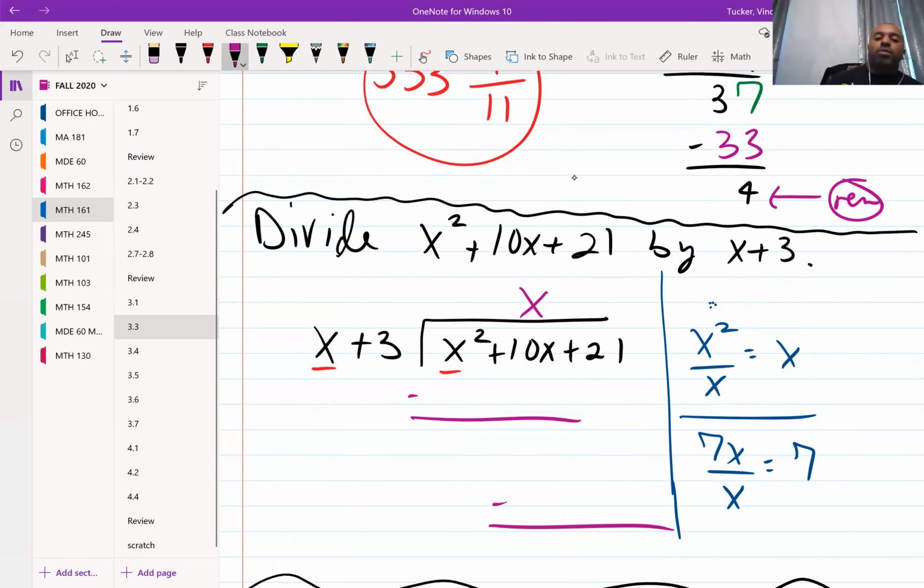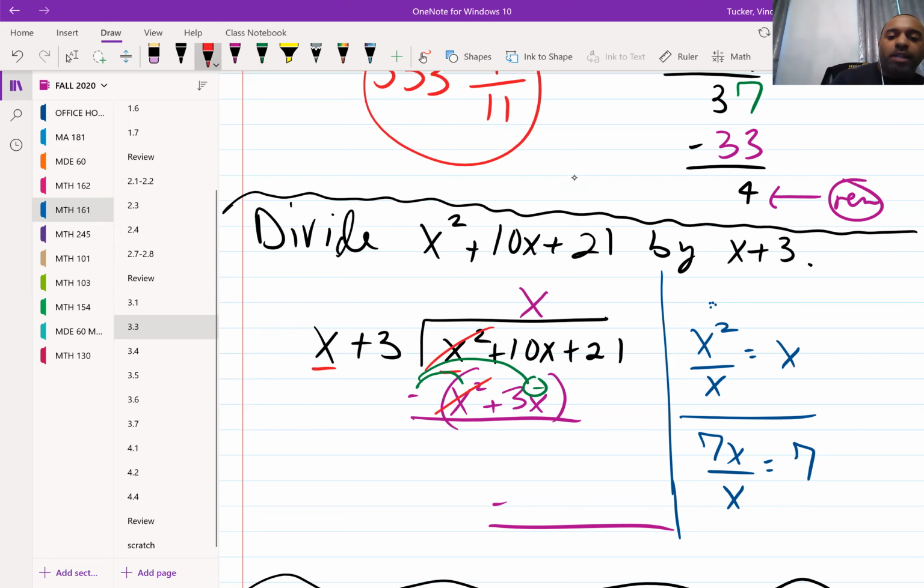All right, so x times x will give me x squared, so that's where this x comes from. Then we're going to multiply it to both of these terms out here, same thing we did with the long division process with just numbers. So x times x will give you x squared. x times 3 will give you 3x. Now, this is the part that you most definitely have to be careful on. A lot of people make a mistake by subtracting x squared but not subtracting this other term. That subtraction has to be applied to both terms, the x squared and the 3x.